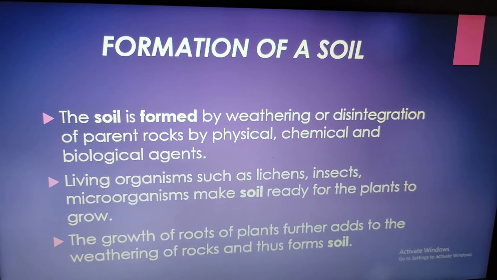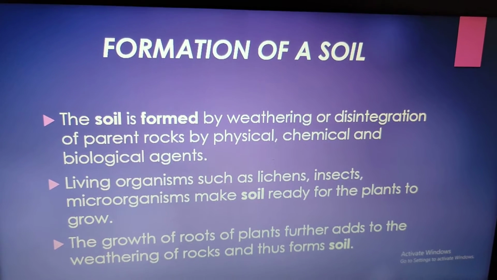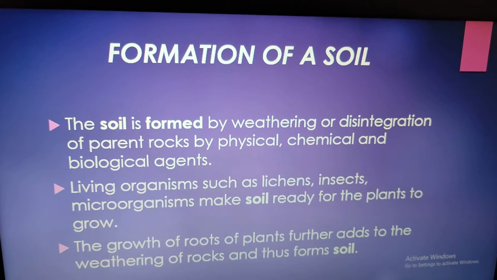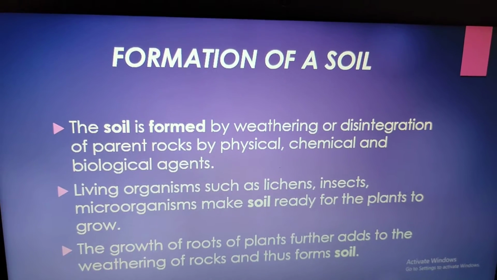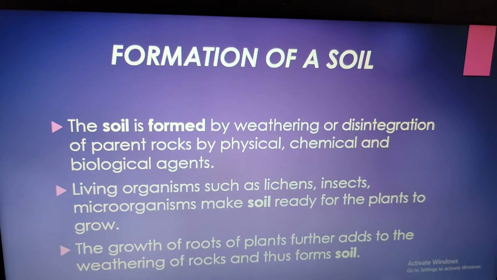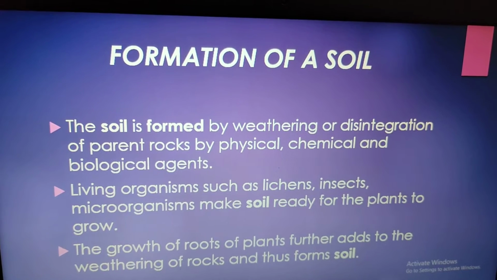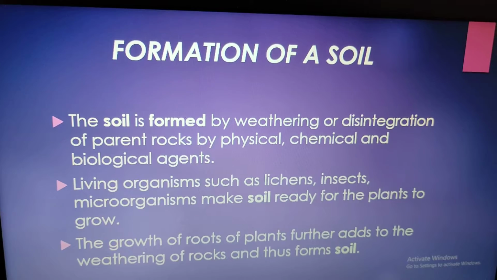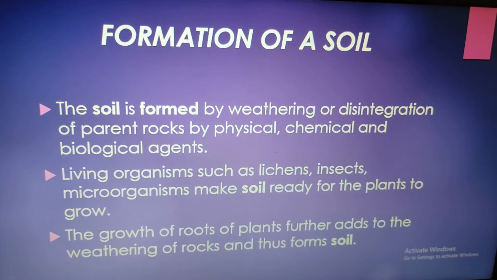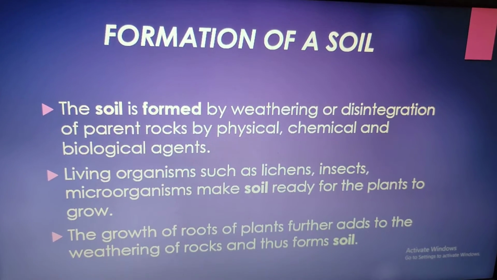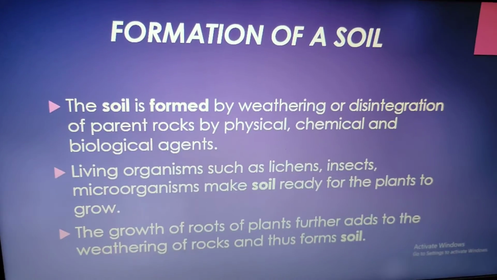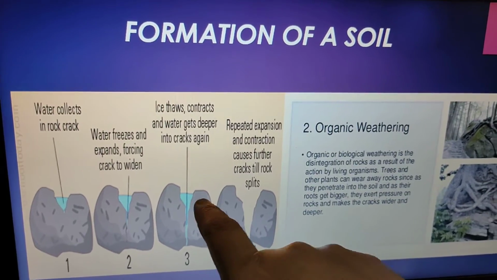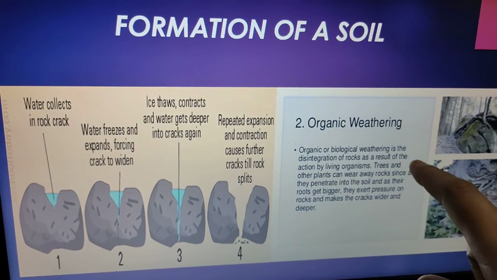Living organisms such as lichens, insects, microorganisms make soil ready for the plants to grow. The growth of roots of plants further adds to the weathering of rocks and thus forms soil. So we'll be discussing this weathering process, physical weathering and biological weathering. This is your physical weathering and this is your biological weathering.